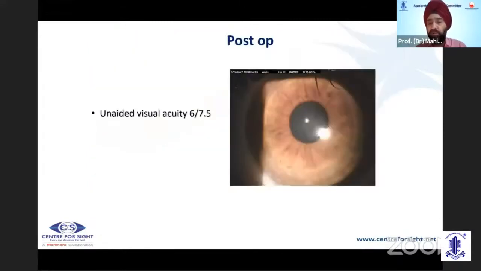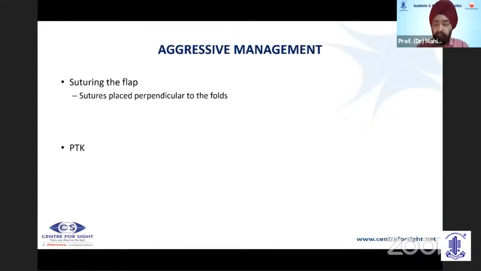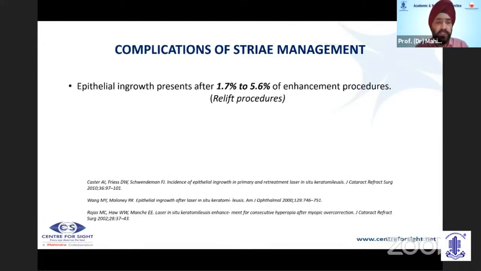And this is the unaided visual acuity of this patient, who came to 7.5, and the patient followed up for some time and is happy and didn't come back to me. To sum up, I would say that you could also suture the flap, and these sutures need to be placed perpendicular to the folds. In some cases, PTK has also been described, which I haven't done myself personally.